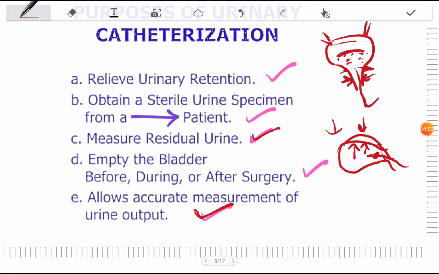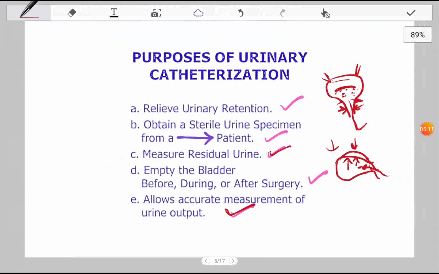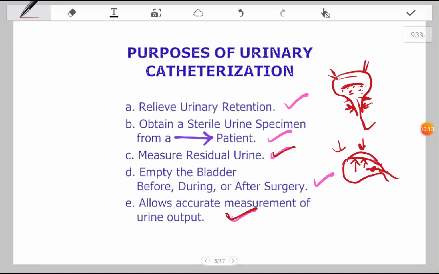So whatever urine is drained from the catheter will be the most accurate. We also use some urinals, but there the markings are not proper, and we don't know what the residual volume of the patient is, so that is not that accurate. But this method is surely very accurate to measure the urine output.